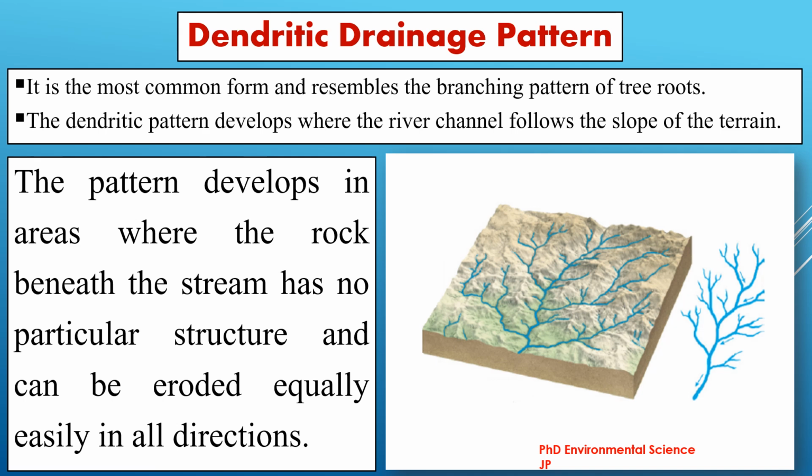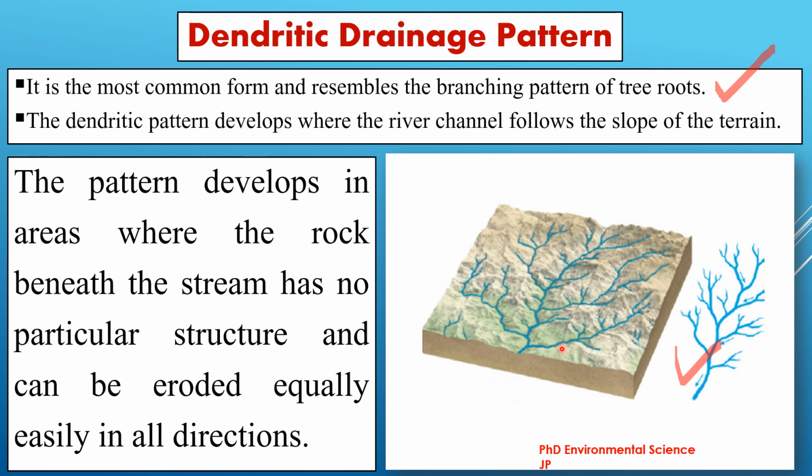Dendritic drainage pattern. It is the most common form and it resembles the branching pattern of tree roots or a branching tree. This pattern is tree-like with a central trunk, river or stream from which smaller tributaries branch out at various angles, much like the branches of a tree. In this pattern, the rivers and streams follow the natural slope of the terrain. The central trunk generally runs along the main slope with tributaries joining it at acute angles.